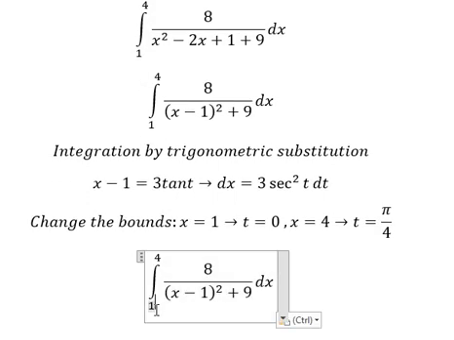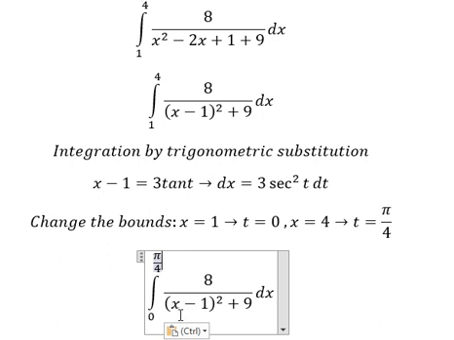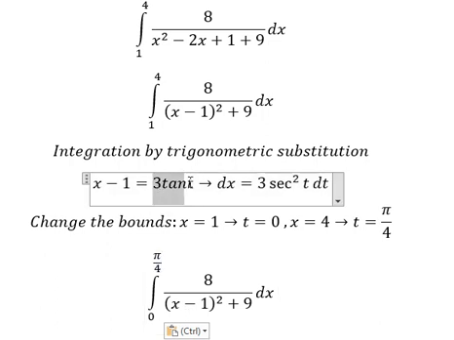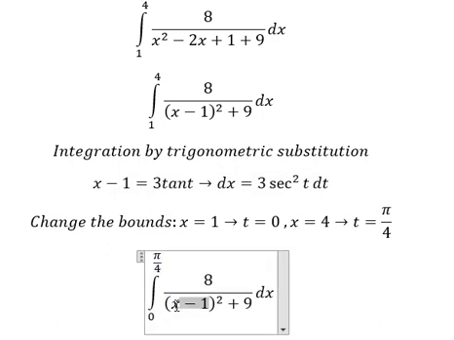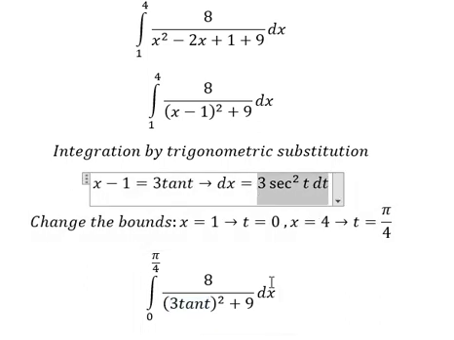So number 1 we change to 0. Number 4 we change to pi over 4. s minus 1 we change for this one. ds we change for this one.